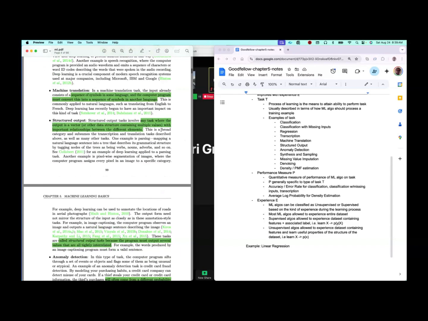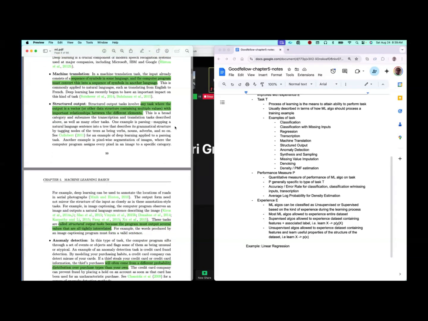Structured output are tasks where the output is a vector with important relationships between the different elements. Examples of this are mapping a natural language sentence into a tree that describes its grammatical structure by tagging nodes in the tree. So here the elements of the output vector are related to each other rather than being totally independent. Hence the name structured output.